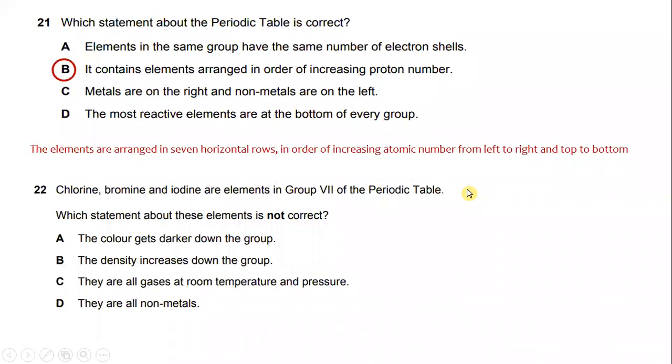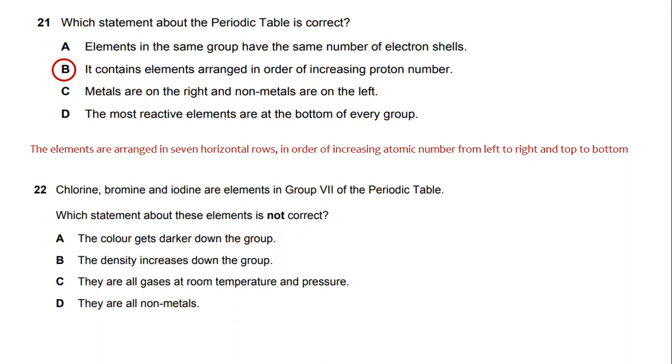Which statement about the periodic table is correct? The elements are arranged in 7 horizontal rows in order of increasing atomic number from left to right and top to bottom. So here the most suitable answer for number 21 is it contains elements arranged in order of increasing proton number.